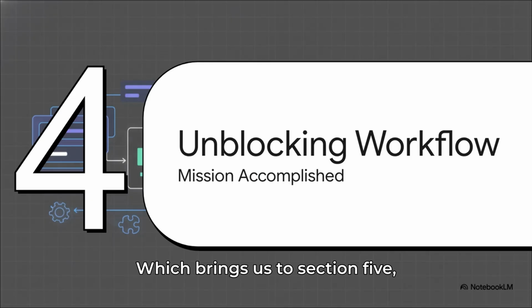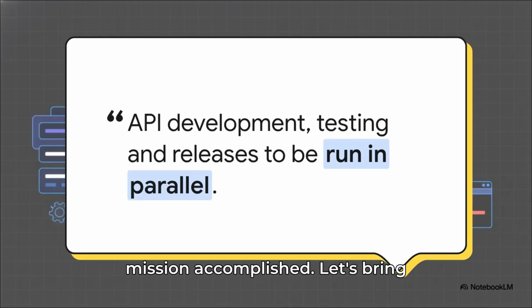Which brings us to Section 5, unblocking the support workflow, mission accomplished. Let's bring this all back to our original problem. As Eduardo Iriarte Mendez points out, tools like this allow development, testing, and releases to be run in parallel. By spending, maybe 5 minutes setting up a mock server, you've completely bypassed that back-end outage. Your front-end testing can just continue. You can trigger those 404s and 500s on demand, validate your app's error handling, and make sure your bug fixes work without missing a single beat. You're no longer stuck waiting on someone else's system.